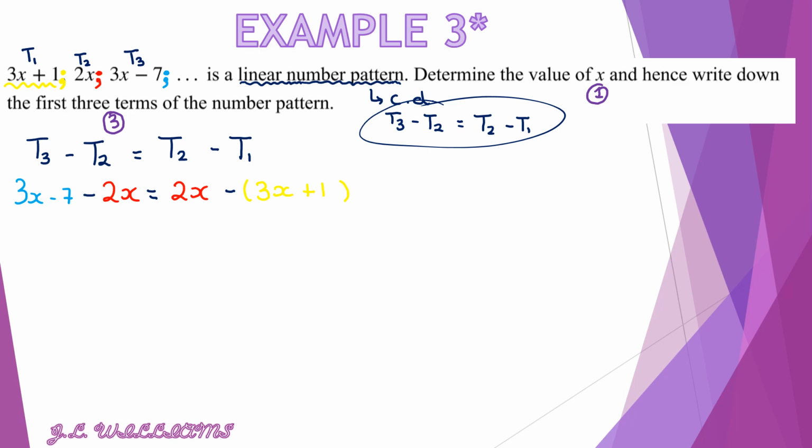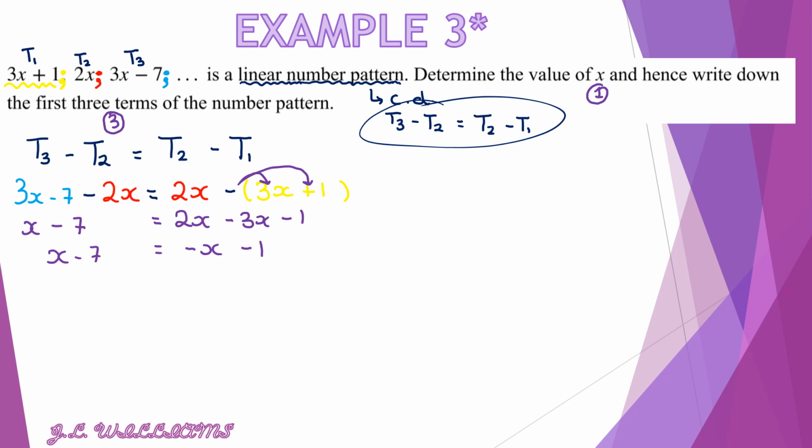The left hand side should be easier. So we go 3x minus 2x is just x minus 7. And on the right hand side we have 2x minus 3x minus 1. Simplified, we got x minus 7 equal to negative x minus 1. Now what we are left with here is a nice and easy linear equation, okay?